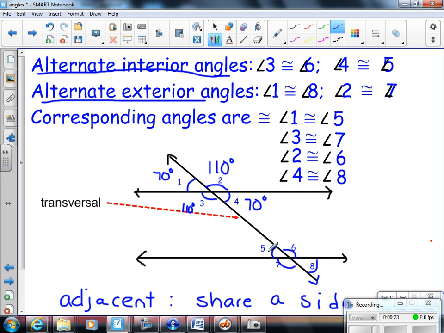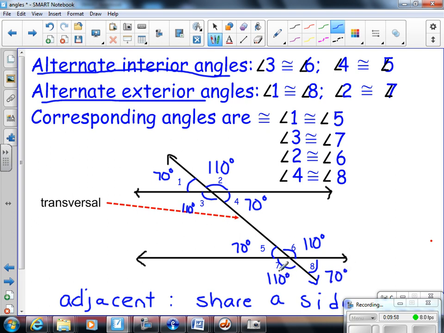Okay, you know that 5 is going to be also 70 degrees. We know it two different ways because 4 and 5 are congruent because of alternate interior angles, and 1 and 5 are congruent because they're corresponding angles. Okay, what's the measure of angle 6? It's going to be 110. We know that a couple different ways. 3 and 6 are alternate interior angles, and we know that 2 and 6 will be the same because they are corresponding angles. All right, we'll end up with 7 is 110 degrees, and then 8 is 70 degrees.